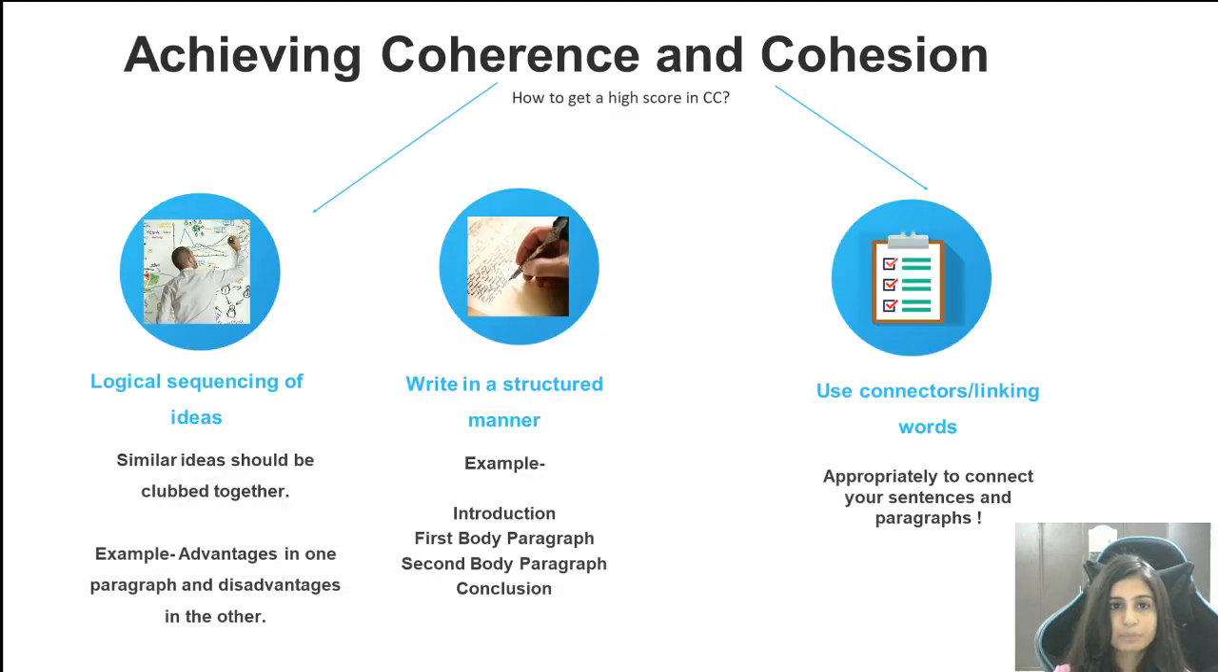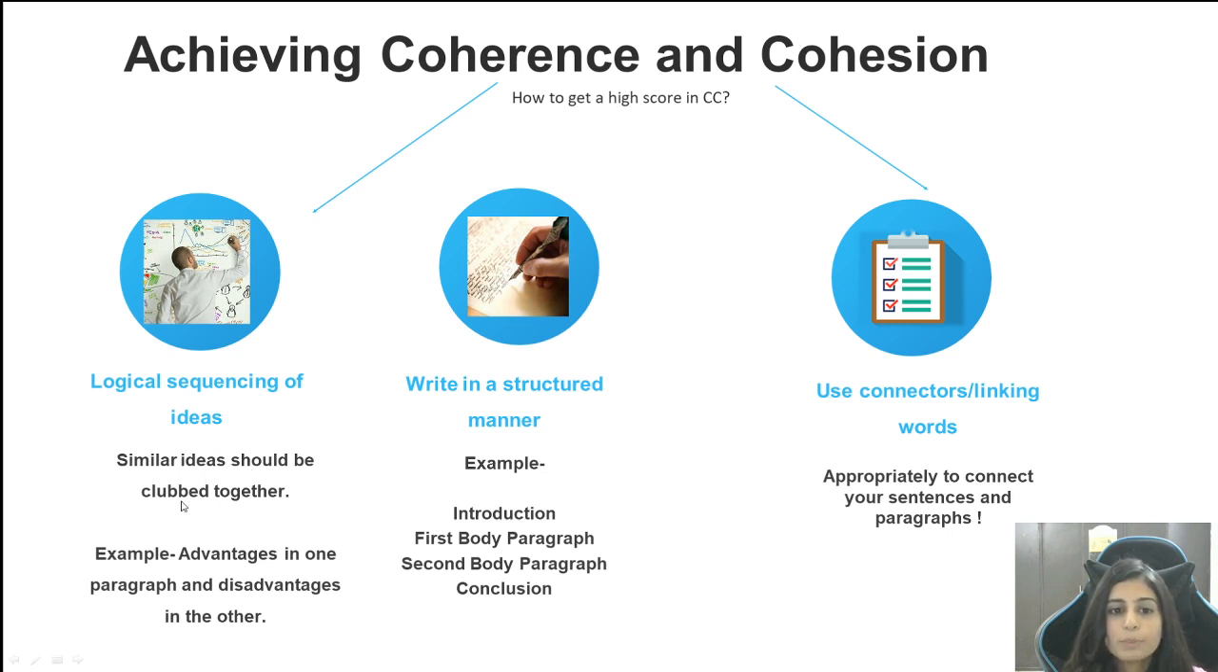Okay, let's move ahead. So this is what you need to do to get a higher score in your coherence and cohesion parameter. So what do we have to do? Number one, we have to logically sequence our ideas. Logical sequencing of ideas is a must. This is what you have to do. The sequencing of your ideas, whether idea A should be placed first or second, or idea B should be placed fourth or third. So the sequencing of your ideas should be very clear and logical. It should make sense. Okay. So this is logical sequencing of ideas.